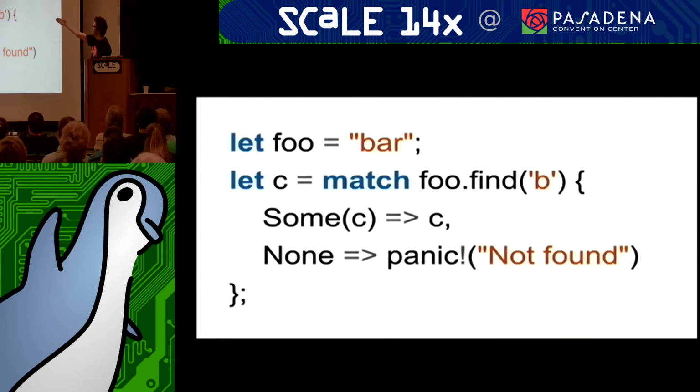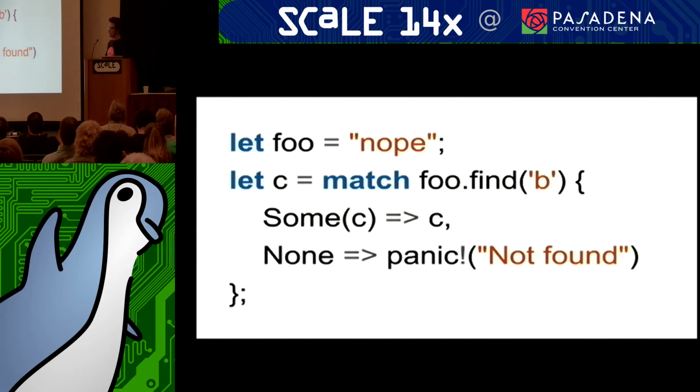Let variable foo equal some string bar, and we're going to use the find function on foo to find the character b. This match statement in Rust is kind of like a switch statement, but it makes sure you cover all the different use cases. As I said before, option is either there's something there or there's nothing there. If there's something there, some character C, then we'll just return C back to our variable. So C is where that position is, and we're good. That's what this code is going to do.